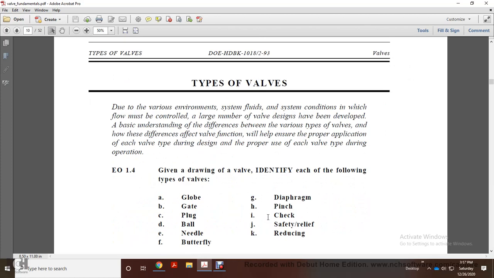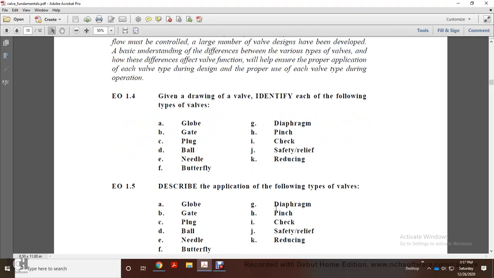Alright, types of valves. Due to the various environments, system fluids, and system conditions in which the flow must be controlled, a large number of valve designs have been developed. A basic understanding of the differences between the various types of valves, and the function of each, will ensure proper application of each valve during design and proper use of each valve type during operation. Given a drawing of a valve, identify each of the following types of valves: globe, gate, plug, ball, needle, butterfly, diaphragm, pinch, check, safety relief, and reducing valve.